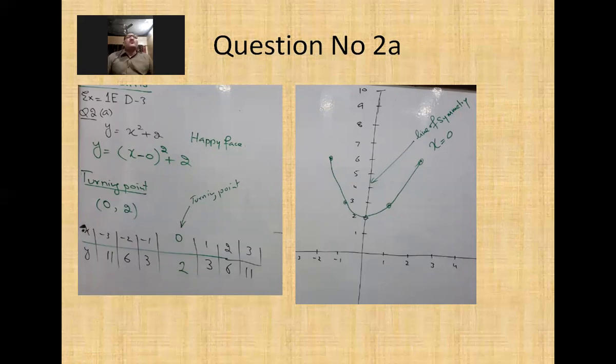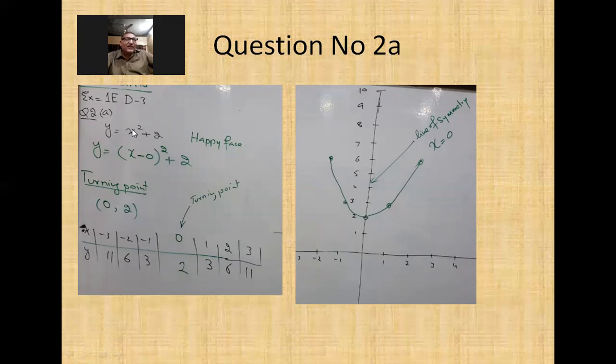We have to draw the graph of this equation, and we also have to find the equation of the line of symmetry. It's very easy, but here I use a trick. It's x squared plus 2. So in the place of x squared, I wrote (x minus 0) whole squared, and plus 2 remains plus 2, okay?